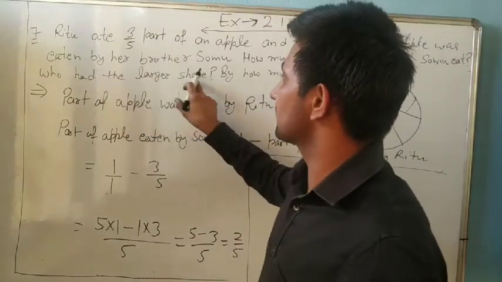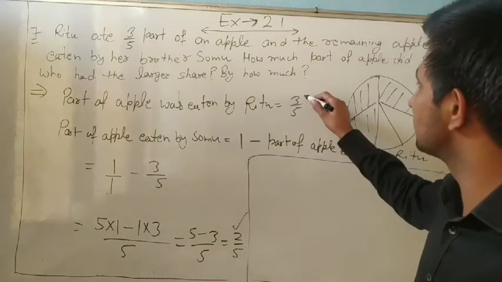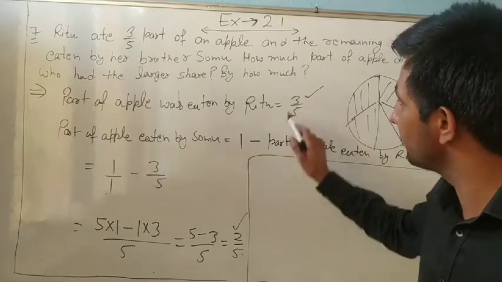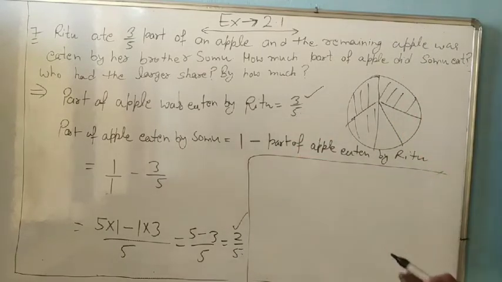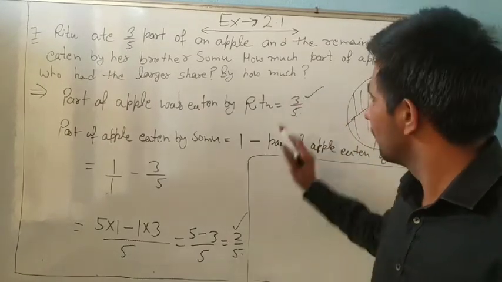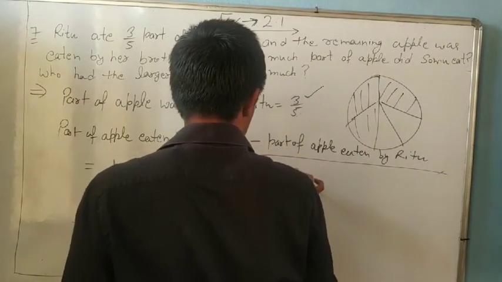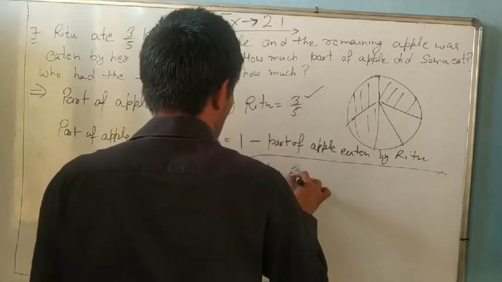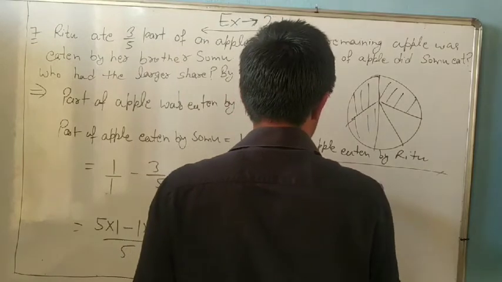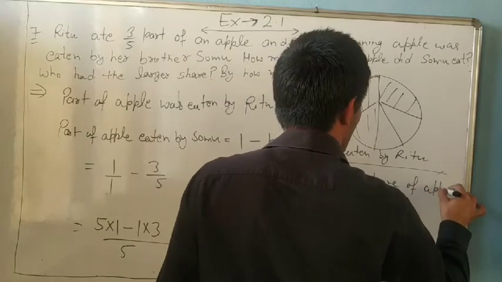Next part: who had the larger share? It is 2 upon 5 and 3 upon 5. Both denominators are 5, the same. Which one is greater? In like fractions, how can you compare? The fraction which has the greater numerator is greater. 3 is greater than 2, so it means Ritu. So write: Ritu had the larger share of the apple.